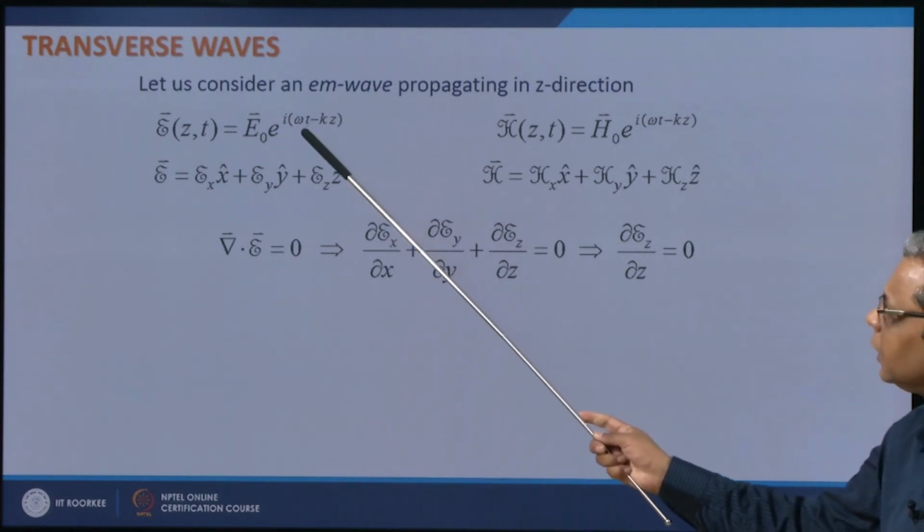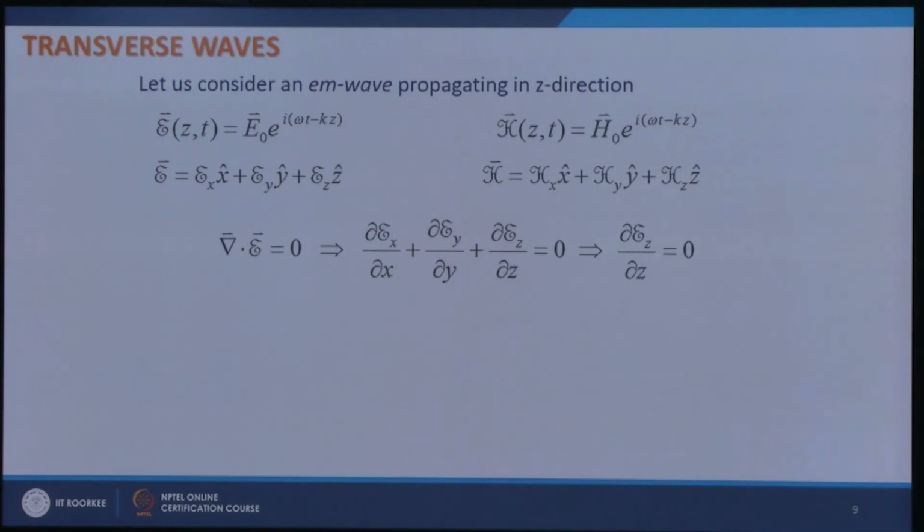Let me take the divergence of this, and since this is a homogeneous medium, del dot E would be equal to 0. If I put del dot E equal to 0, it means that ∂Ex/∂x plus ∂Ey/∂y plus ∂Ez/∂z is equal to 0.